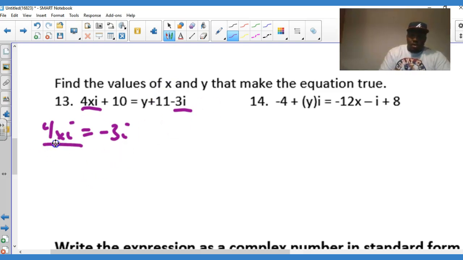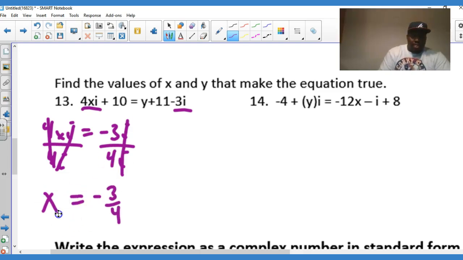To get x by itself, I'm going to divide by 4 and i on both sides, because I want to isolate this variable x. So the 4 and the i cancel over here, and I'm left with just x. On the right, the i's will cancel, so I'm left with negative 3 over 4. That's x, guys.